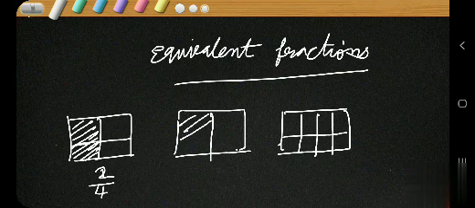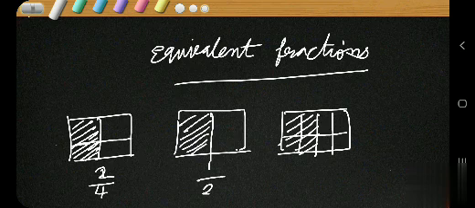Here, this is the shaded portion. Out of how much? Out of 2. The rectangle is divided into 2 portions. 1 is shaded. So the fraction is 1 by 2. Isn't it good? And here the rectangle has been divided into 8 equal parts.